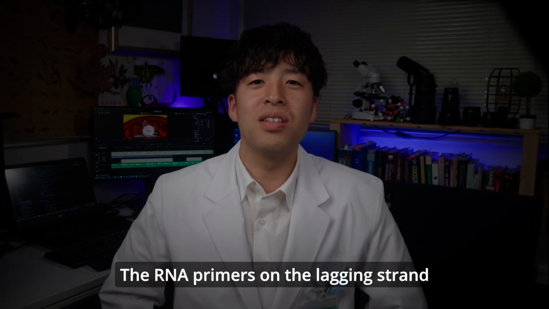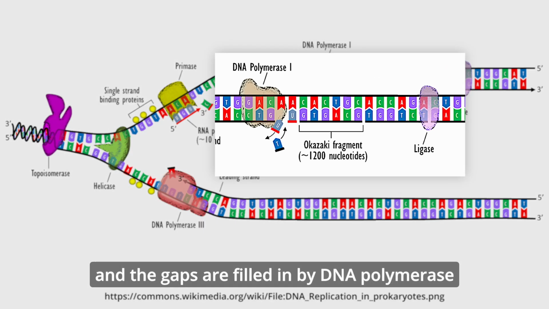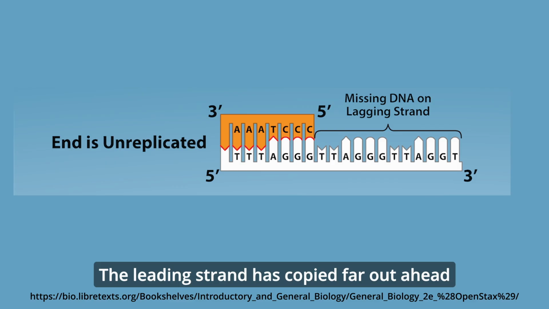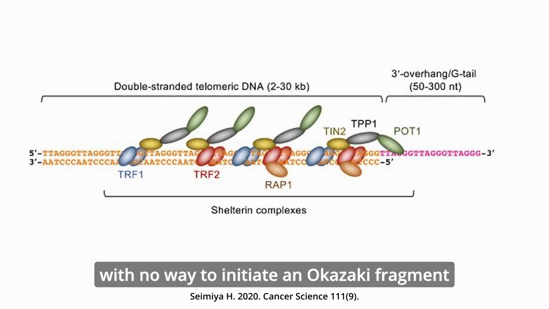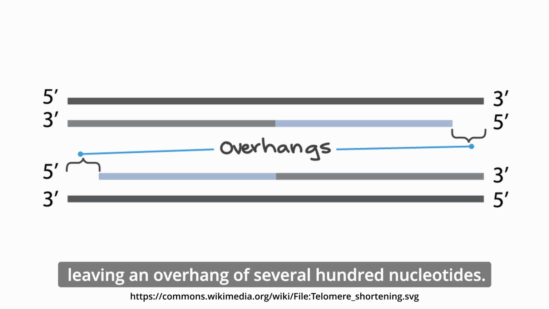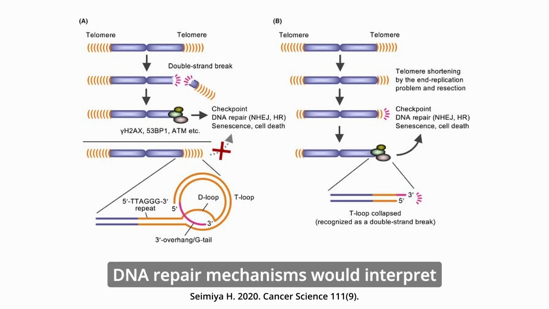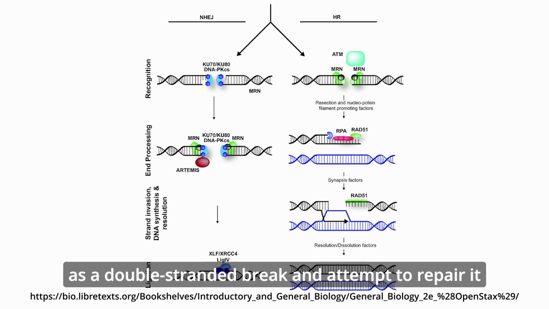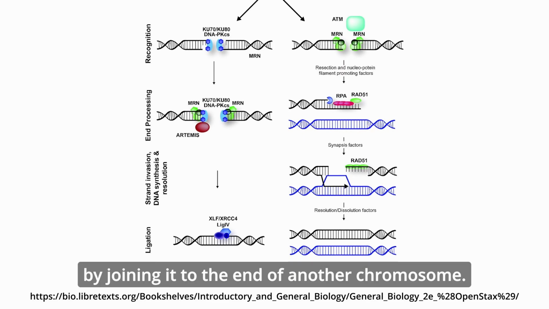The RNA primers on the lagging strand are removed by RNase, and the gaps are filled by DNA polymerase and joined by DNA ligase. But there is a problem. The leading strand has copied far out ahead of the lagging strand, with no way to initiate an Okazaki fragment to complete the lagging strand, leaving an overhang of several hundred nucleotides. Without some way to prevent it, DNA repair mechanisms would interpret this single-stranded DNA as a double-stranded break and attempt to repair it by joining it to the end of another chromosome.